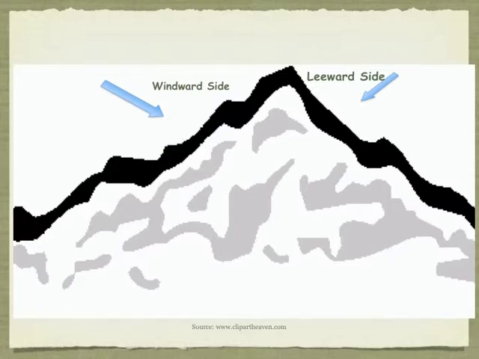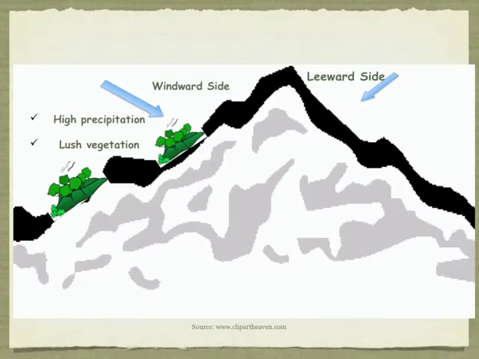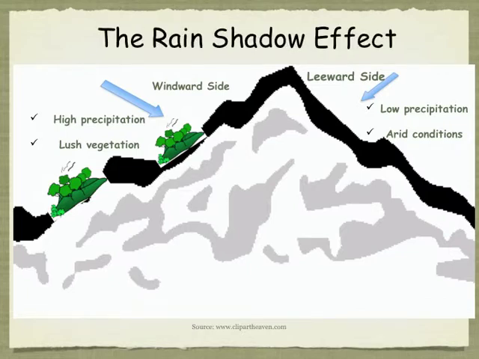Precipitation amounts can be very high on the windward side of a mountain range. This creates moist conditions that support lush vegetation. The leeward side of a mountain range receives much less precipitation. Conditions are much drier and warmer here and can result in desert-like conditions. The phenomenon that causes these contrasts is known as the rain shadow effect.